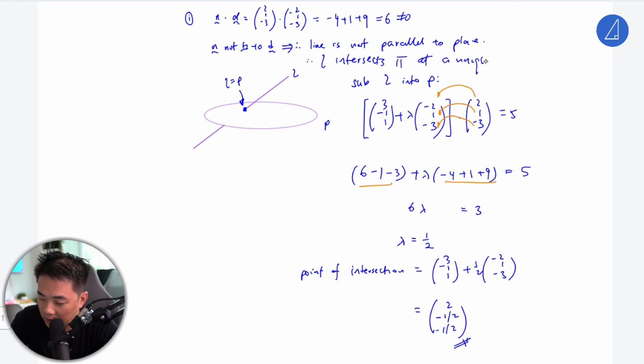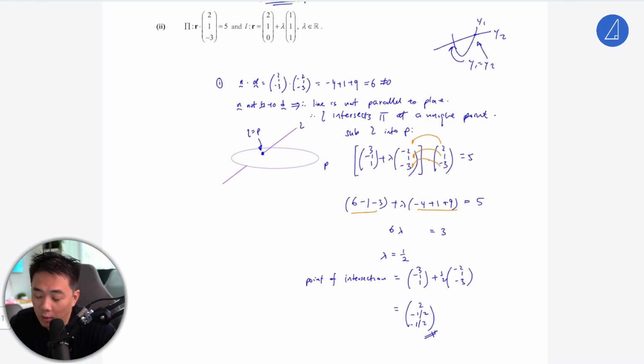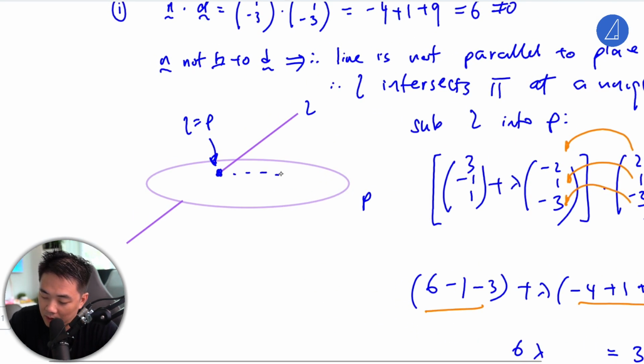We try to answer the question, because they ask us the relationship. So the point of intersection is this over here. Now that we have the point of intersection, we need to find the acute angle. Just remember, in this case, the normal is 2, 1, minus 3, and the direction vector is minus 2, 1, minus 3.